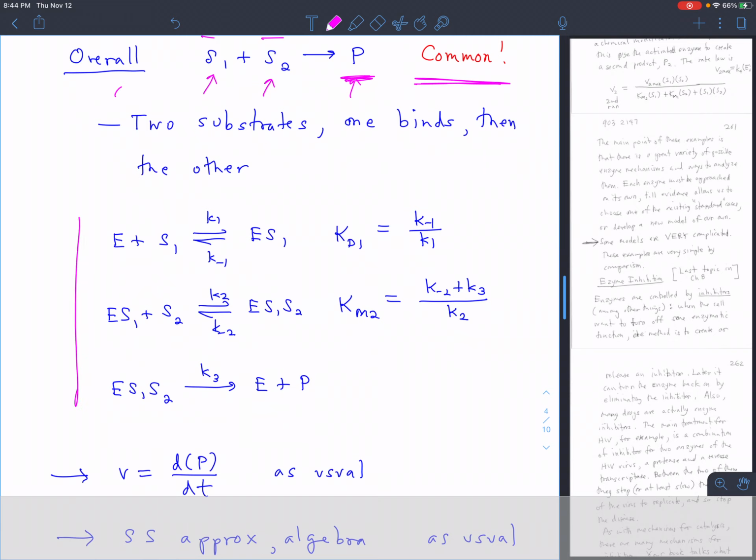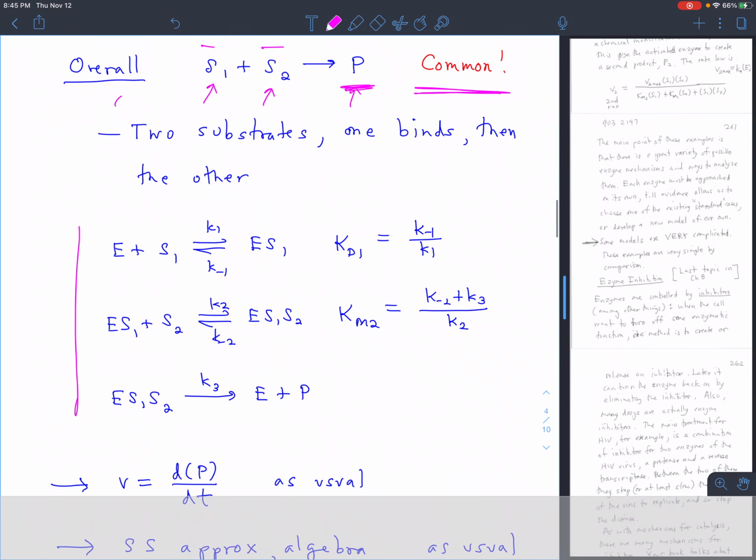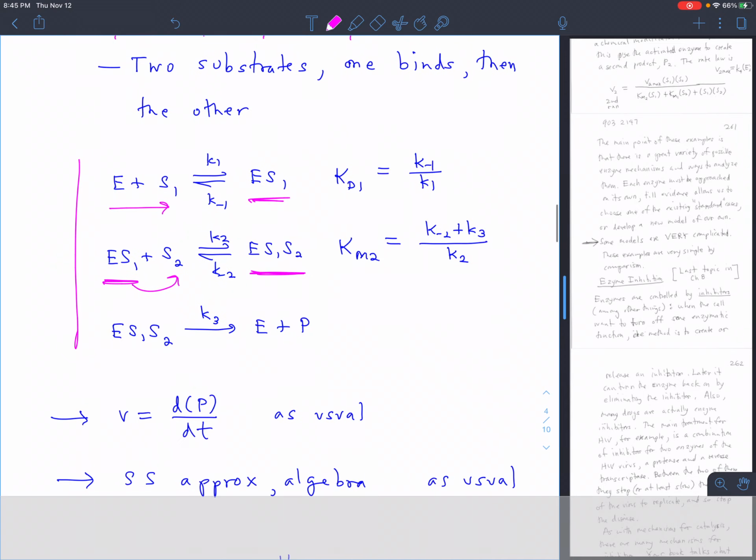In this particular case, you've got a sequential case. You have a case where the enzyme binds the first substrate to form an enzyme-substrate complex. And then the enzyme-substrate complex binds the second substrate to form a double enzyme-substrate complex. And then finally, these two both react on the surface of the enzyme to release the enzyme and produce a product.